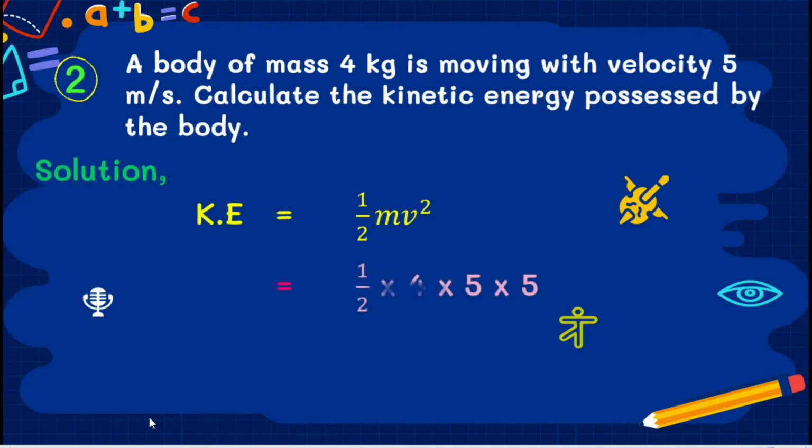1 by 2 into mass is 4, so I'm going to write 4 into velocity is given here 5. Velocity is v squared, so we have to write it twice: 5 into 5. For example, if they are given 7, 7 into 7. If they are given 9, 9 into 9. So twice we have to write. So I'm going to cancel 2 and 4. So cancel out, we can get 2. So 5 into 5, 25. 25 into 2, 50 joules.